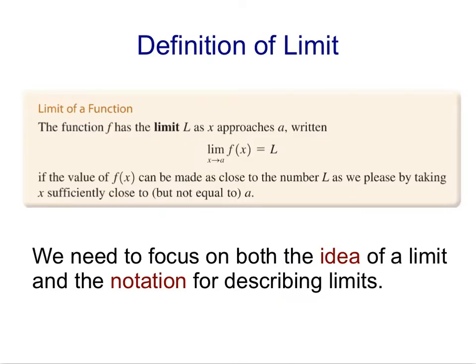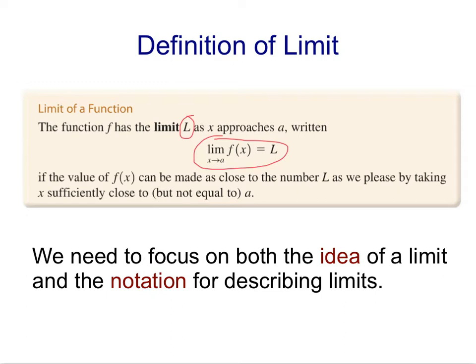So now let's get a formal definition for a limit, and we'll also introduce some notation. Our definition from our textbook goes something like this. The function f has a limit L as x approaches a, and here's how it's written. The limit as x approaches a of f of x equals L if the value of f can be made as close to the number L as we please by taking x sufficiently close to, but not equal to, a.